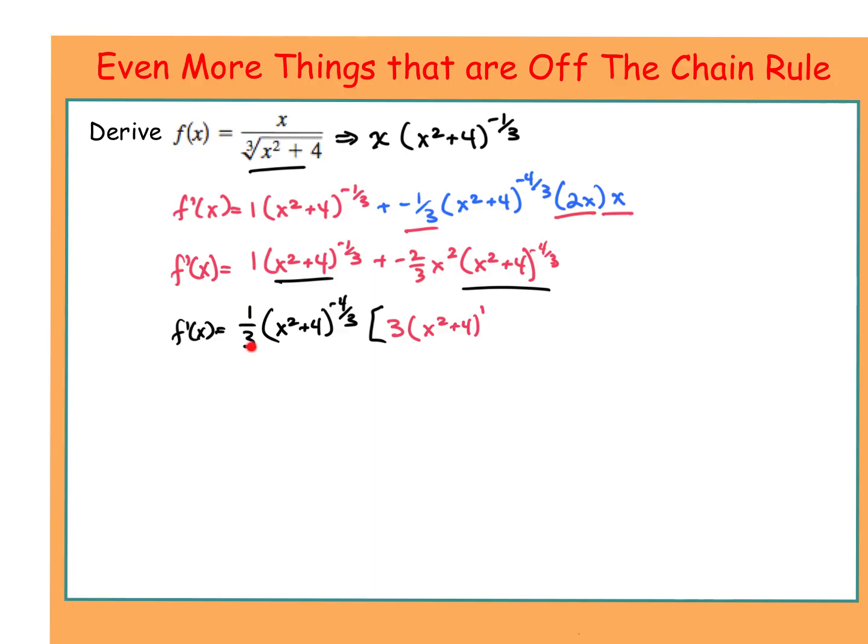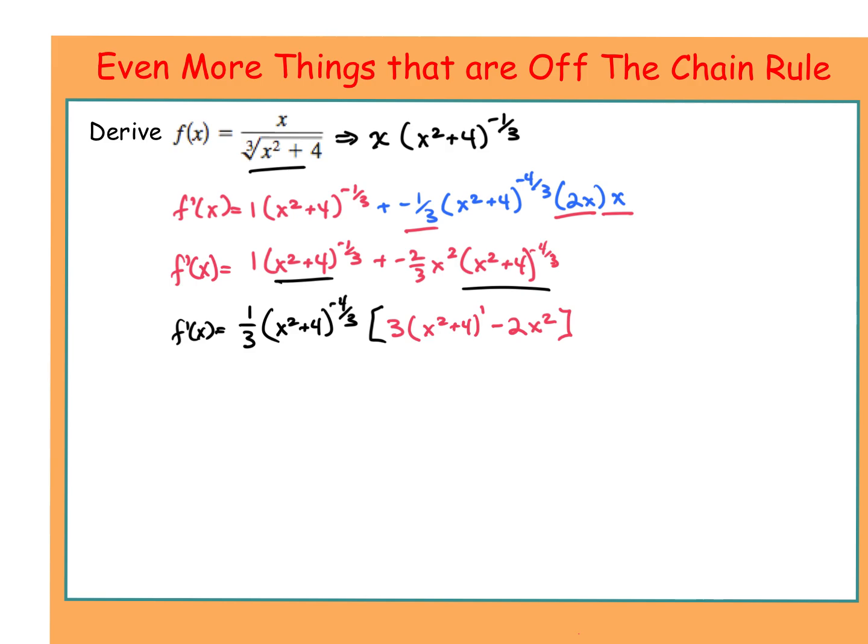I factored out a 1/3 from a negative 2/3. So what's left? Negative 2. And I still have x squared. And so then I just took out a negative 4/3 power from a negative 4/3 power. So those cancel. So I'm just left with that. All right. And so there is our algebra.